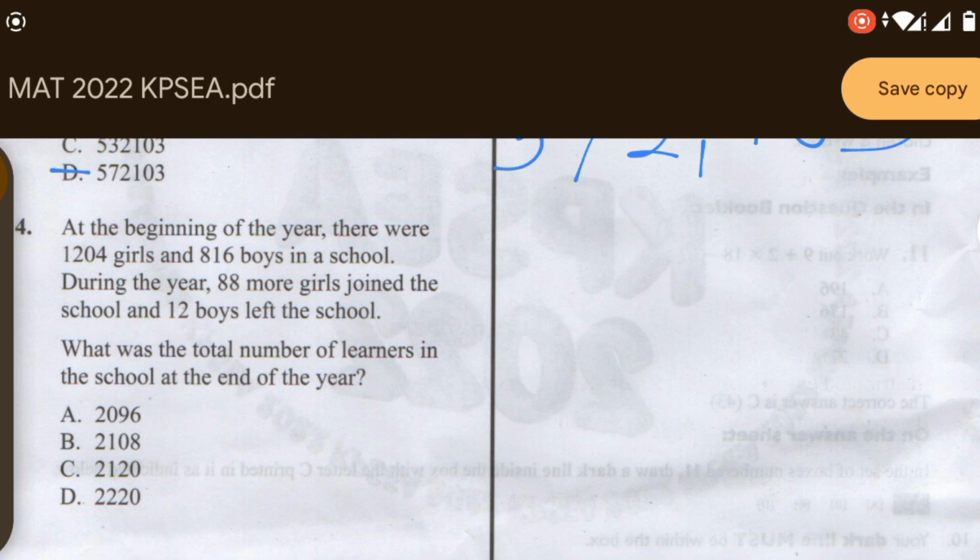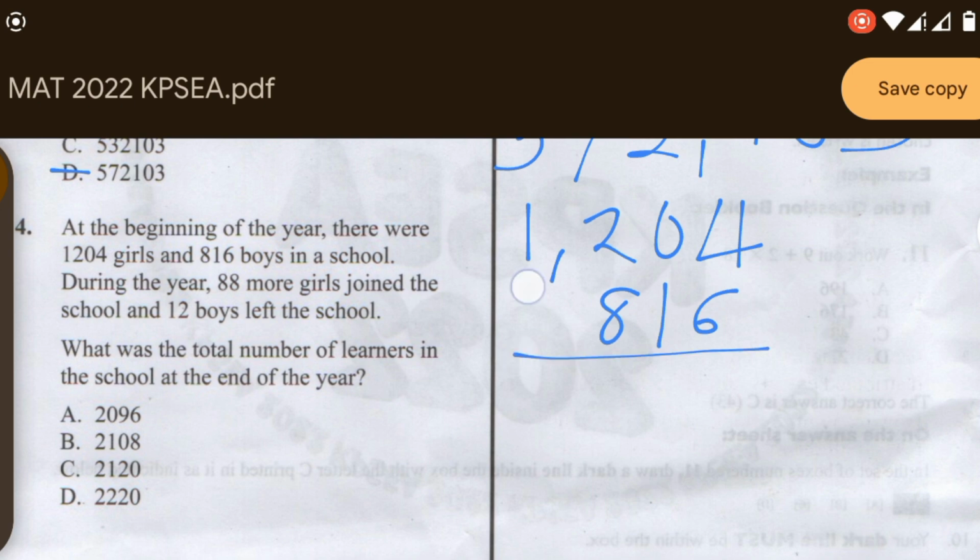At the beginning of the year, there were 1,204 girls and 816 boys in a school. During the year, 88 more girls joined the school and 12 boys left the school. What was the total number of learners in the school at the end of the year? So we need to find the total number of students. So we had 1,204 girls. Then we had 816 boys in the beginning of the year.